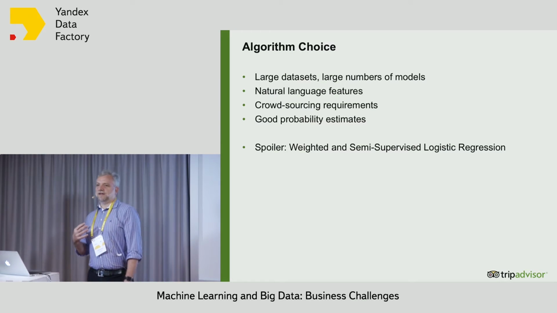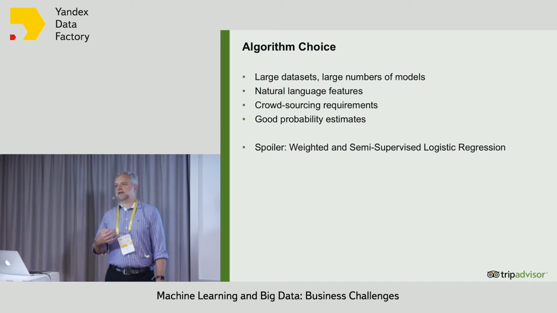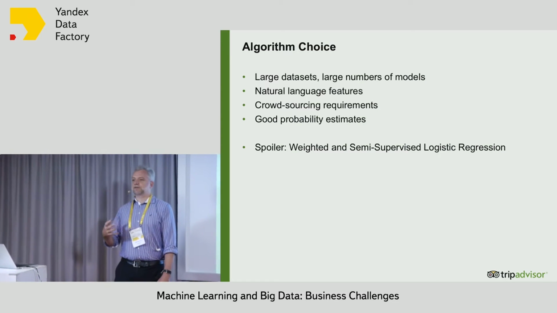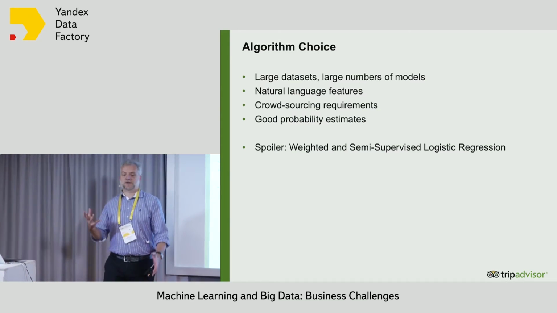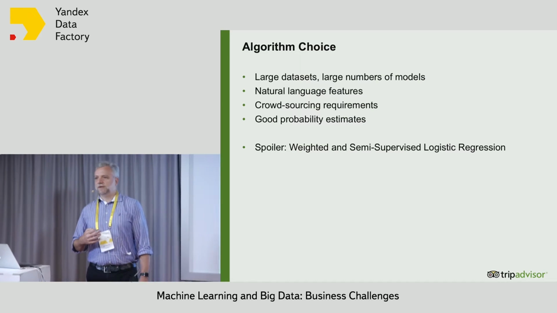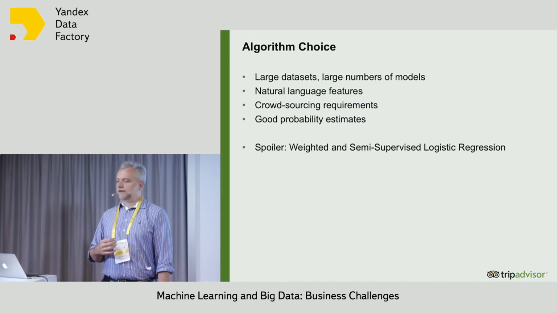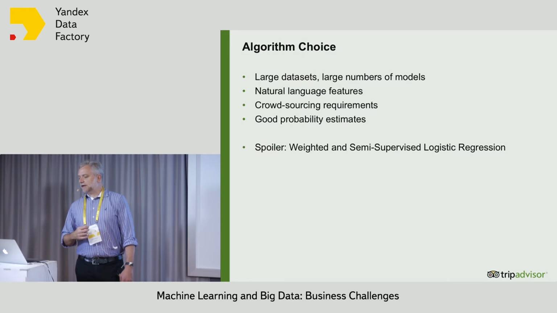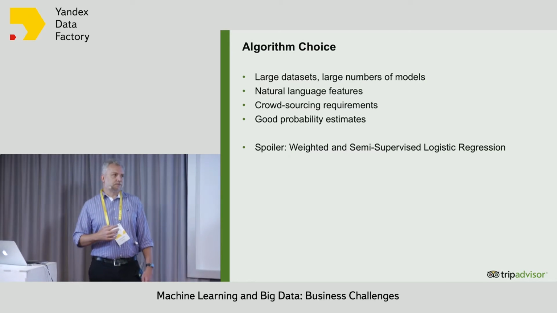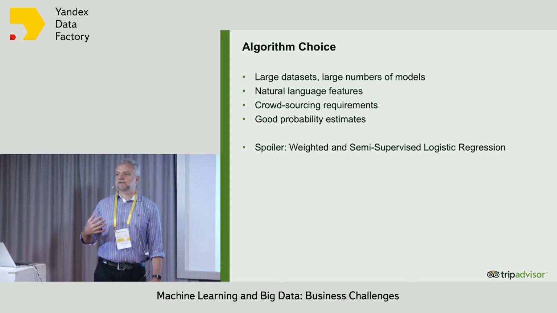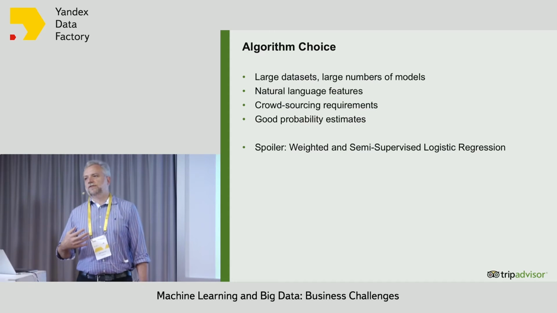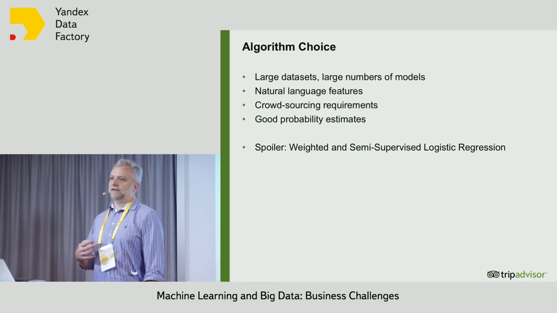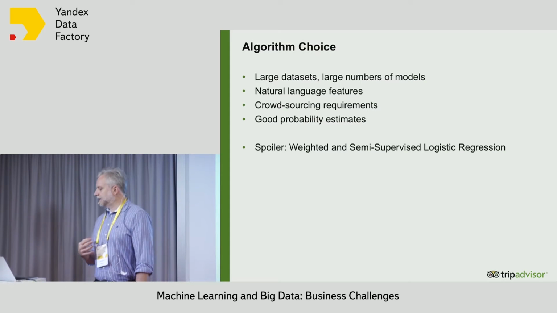Most of the informative features that we have in any of these models are from the free-form text that we have in our large collection of reviews. So it needs to be able to handle natural language features very well, lots of features. Crowdsourcing requirements: we have a huge user base. But using this huge user base enforces some constraints on the algorithm that I'll talk about later.